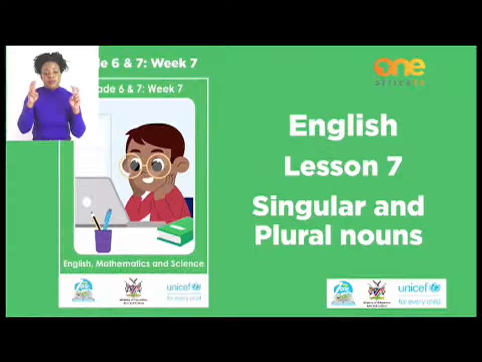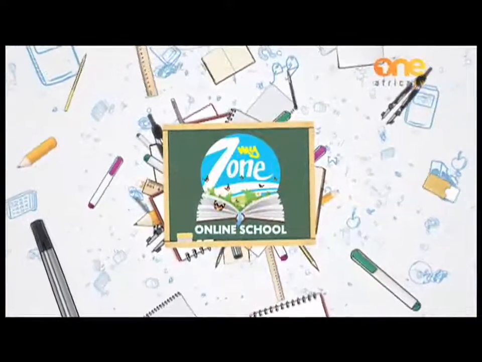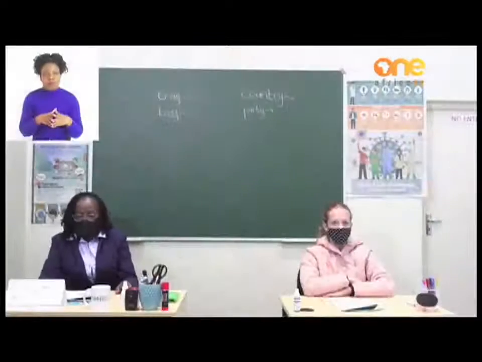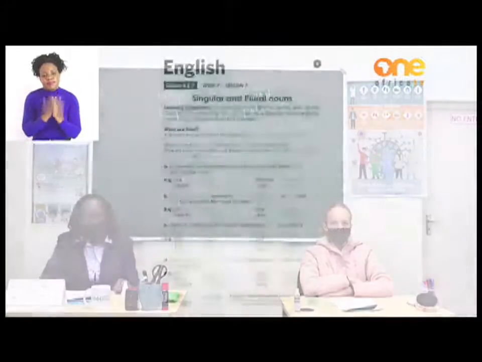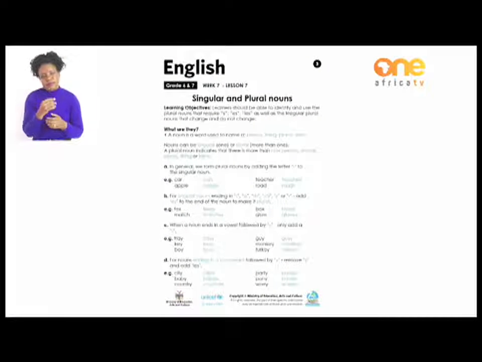Our lesson for today is on singular and plural nouns. Let's turn to page 3 in the booklet, and we start with the lesson. Like we said before, our lesson is on singular and plural nouns. Our learning objective is: learners should be able to identify and use the plural nouns that require S, ES, IES, as well as the irregular plural nouns that change and do not change.